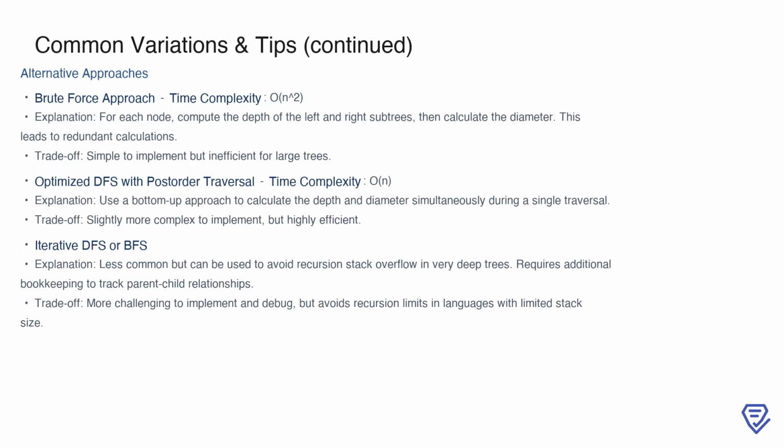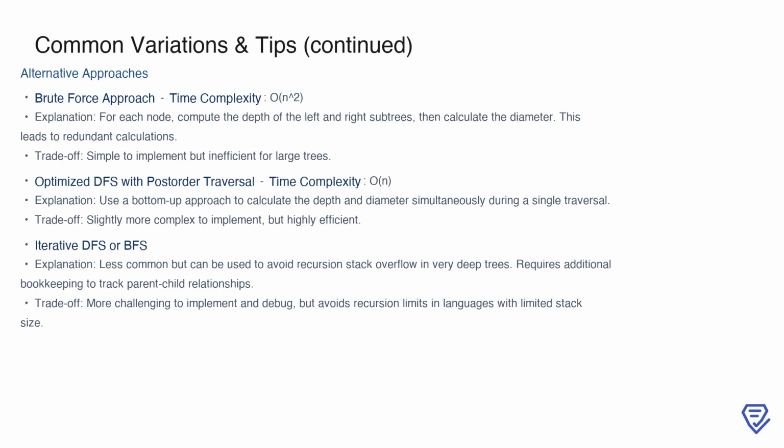Let's wrap up by discussing some alternative approaches. The brute force approach involves calculating the depth of the left and right subtrees for every node and then computing the diameter. While this method is simple to implement, it's inefficient for large trees due to its time complexity of n squared, caused by redundant calculations.